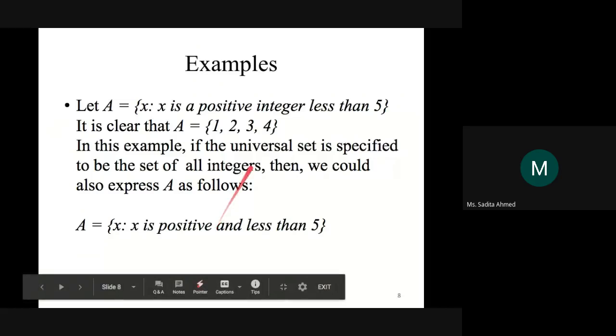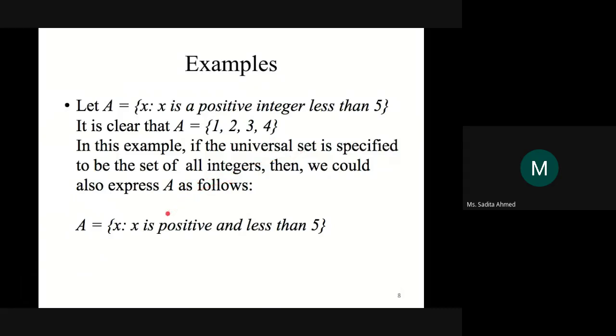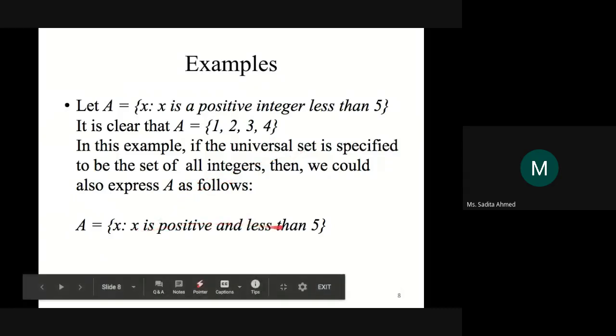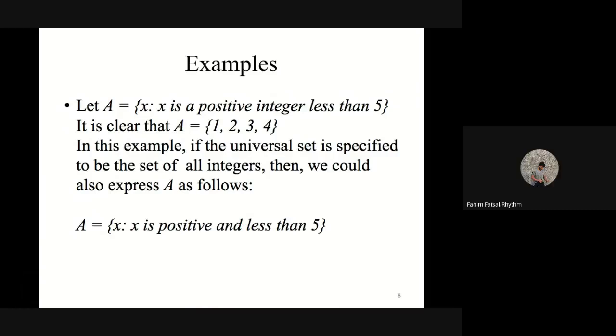However, the moment we specify that the universal set is the set of all integers, we can change the definition and say that x is positive and less than 5, and that will be enough. Why is this definition enough? Why do we not have to mention the integer part anymore? Has the definition changed? Why? Yes, because we already specified that it has to be all integers in the universal set.